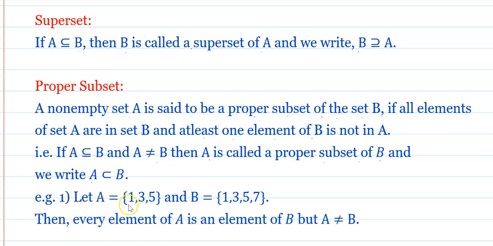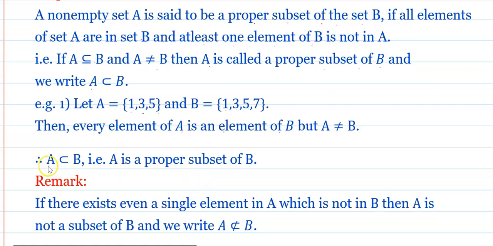Here let A is equal to {1, 3, 5} and B is equal to {1, 3, 5, 7}. Now here all the elements of A are in B, but there is one more extra element, which is 7, and it is not in the set A. Then every element of A is an element of B, but A is not equal to B, and then A is a proper subset of B. That is, A is a proper subset of B.